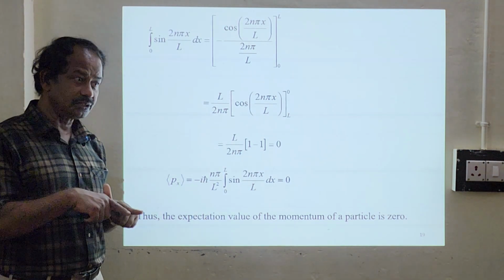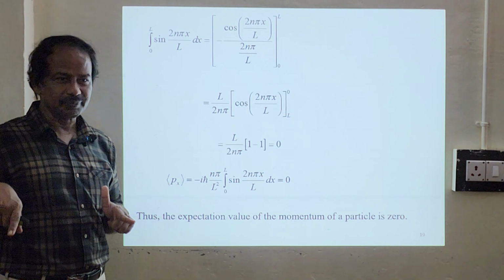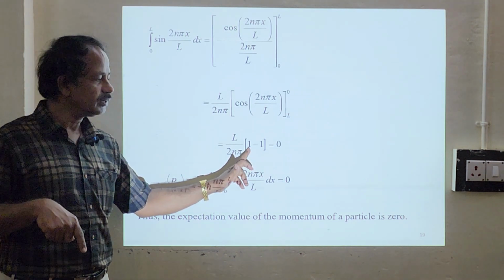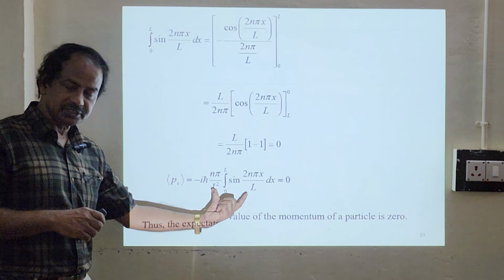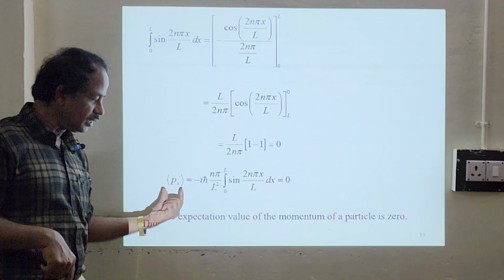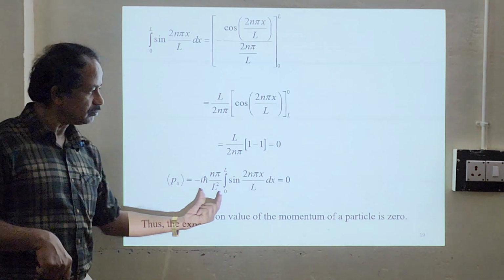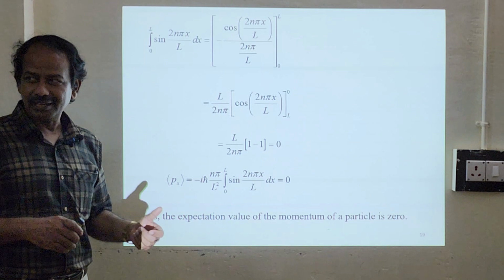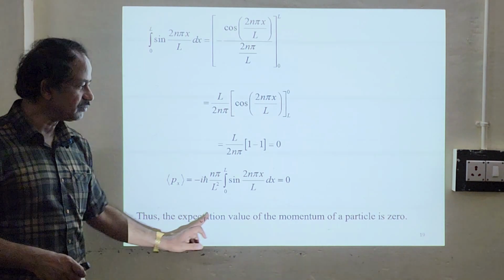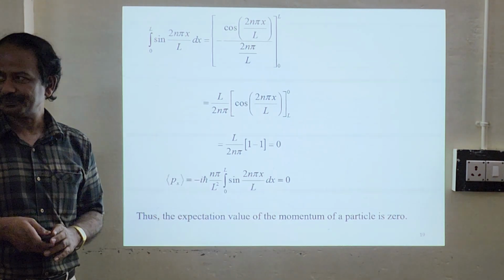Cos 0 is 1. Cos pi, cos 2 pi also will be 1. So you have 1 minus 1, which is equal to 0. So we substituted the wave function and found the momentum. Momentum becomes 0 here. Very, very important conclusion. The expectation value of the momentum of the particle is 0.